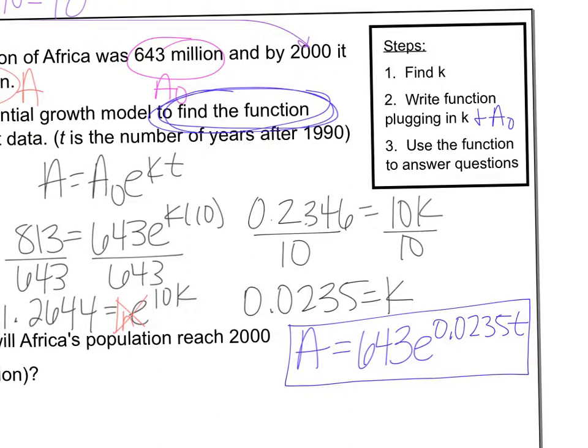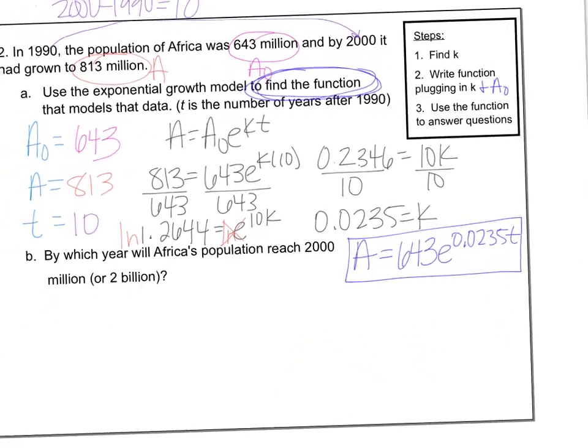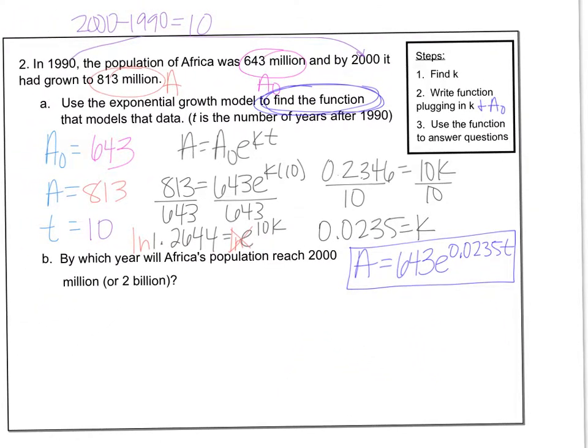So step 1 was to find k. We found k. Step 2 was to write the function plugging in k and A sub 0, the initial amount. Step 3 is what they're going to ask us in part B, is now we can use that function to answer the next question. Oh, so we just had to find the function. That was the difference, is we had to come up with the function on our own. Now it says, by which year would the African population reach 2,000 million, which is the same as 2 billion.